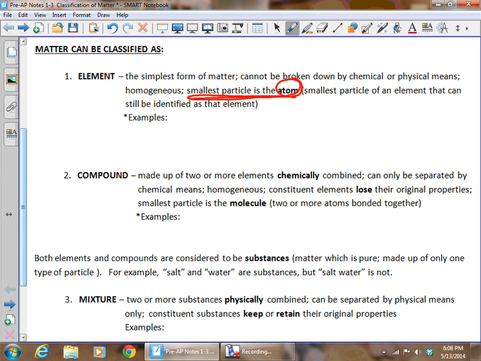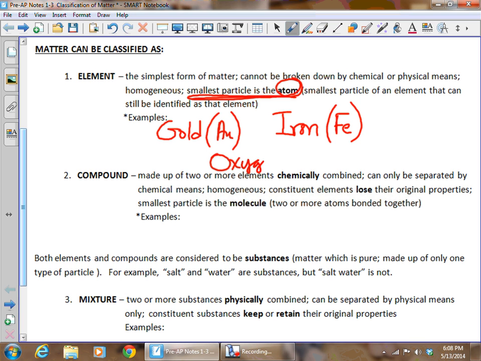Examples of elements include things like gold, which has a symbol Au. Iron is a symbol Fe. Oxygen, symbol O. Carbon. So all of these are examples, again, of the simplest form of matter. So if you see a single element symbol, you know you're dealing with an element. That's another way to classify it.